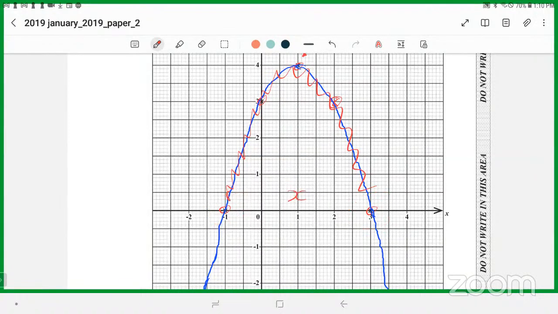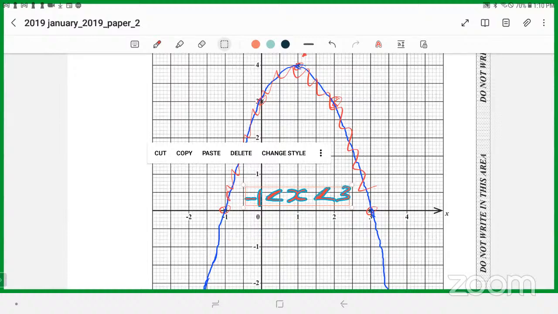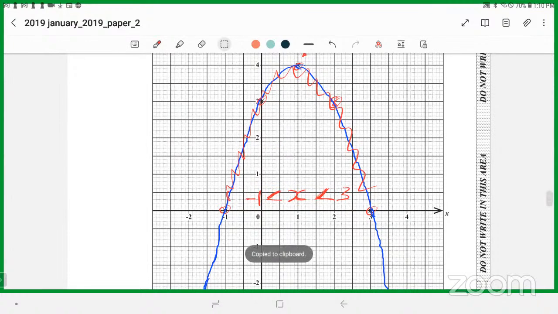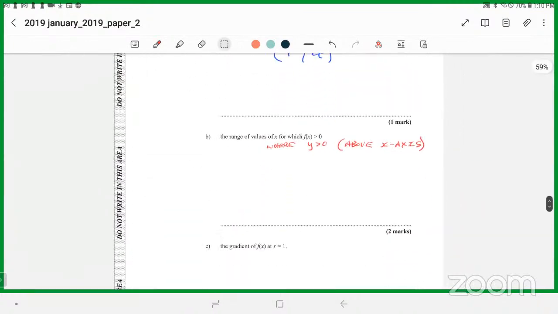So when the x value is less than 3, and greater than -1, that's when the graph is above the x-axis. Less than 3, greater than -1. Between -1 and 3. Let me just copy this down. That's when it's above the x-axis. Paste that as my answer down here. All right, so this is it. Right here, that's my answer.